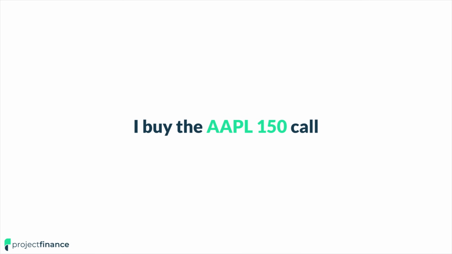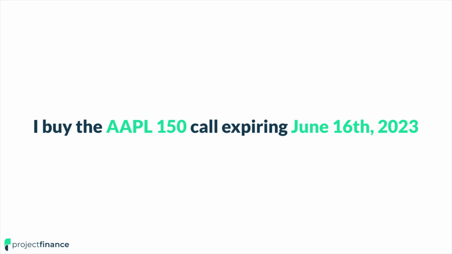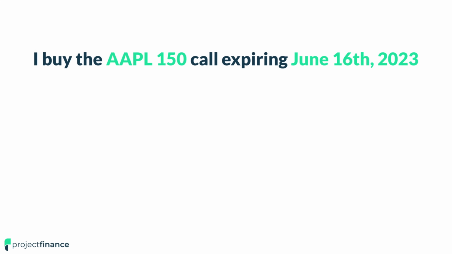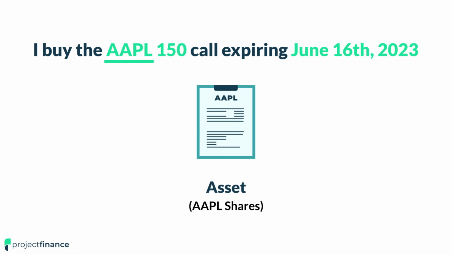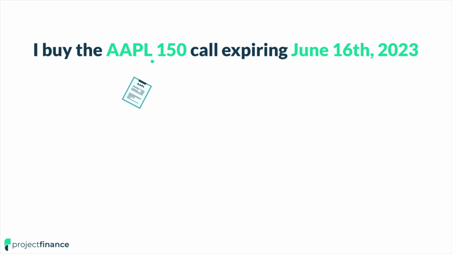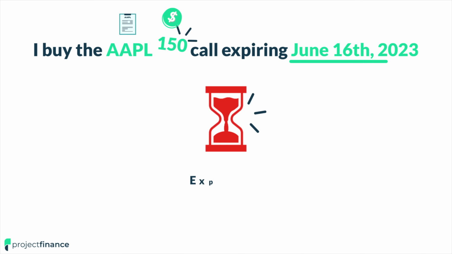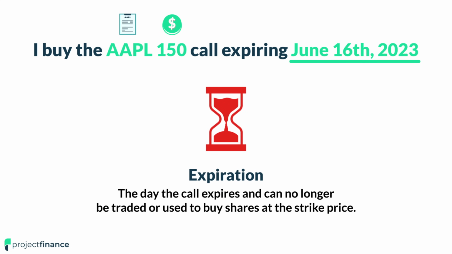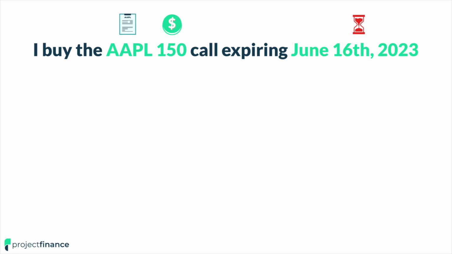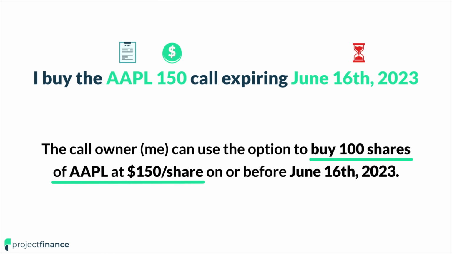But let's learn with a real example. If I say I am going to buy the Apple 150 call option expiring on June 16th, 2023, here's what it means. Apple is the stock or the asset that this call option is able to purchase. 150 is the strike price, or the fixed price the call owner can purchase 100 shares at. And June 16th, 2023 is the expiration date, which is the last date the option can be traded or used to buy shares at the strike price of $150. So this option gives the buyer, or me, the right to purchase 100 shares of Apple at $150 per share at any time on or before June 16th, 2023.